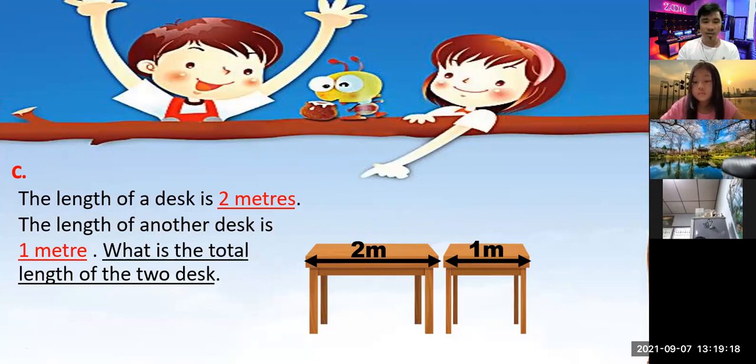Thank you, Anne. So the length of the desk is 2 meters, and the length of another desk is 1 meter. But in your book, you can see that it is 1 m plus 1 m. Now I changed it because in the story, the length of a desk is 2 meters, and the length of another desk is 1 meter. So I put here 2 m plus 1 m.